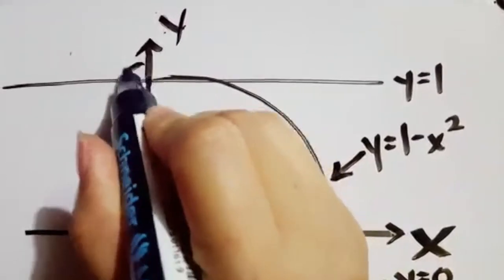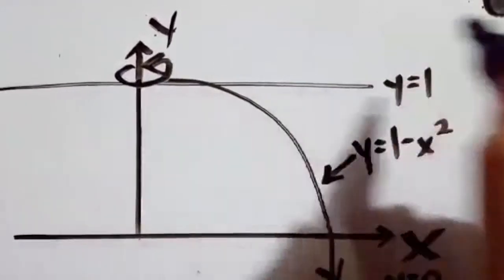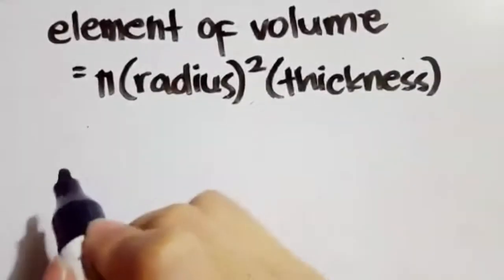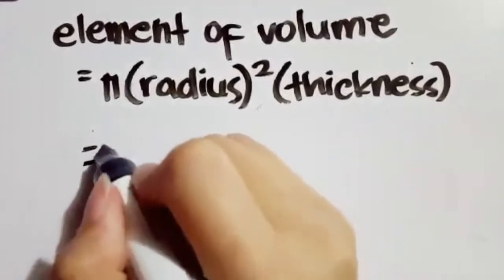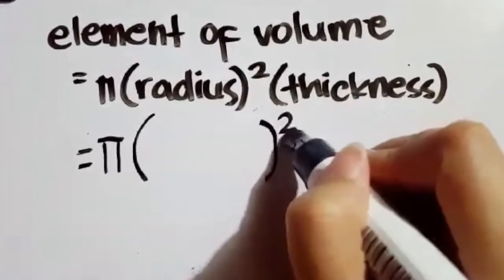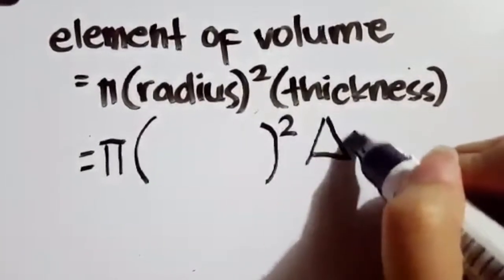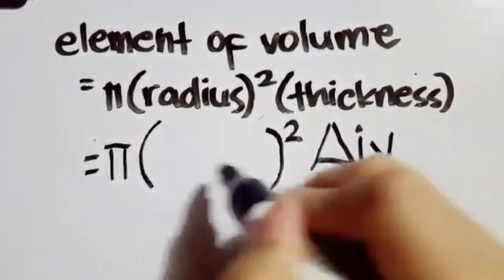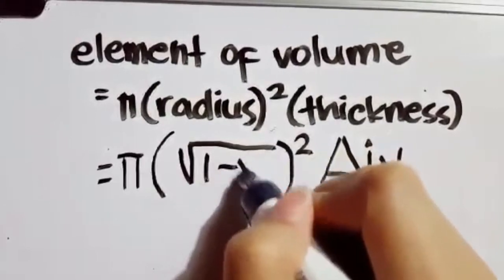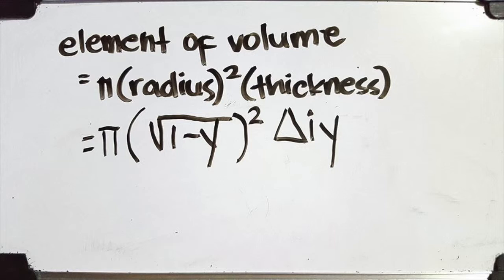Next, let's make our strip. Since the axis is the y-axis, that means we'll be drawing a horizontal strip. Now that we've drawn that, let's fill out the element of volume, and the equation for that is, once again, pi times radius squared times thickness. So thickness is delta y, meaning everything will be in terms of y, and so the radius would then become [the square root of 1 minus y minus 0] squared, simplifying the whole element of volume into pi times (square root of 1 minus y) squared dy.